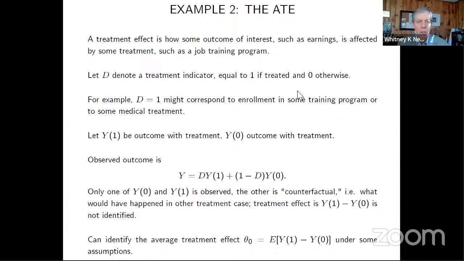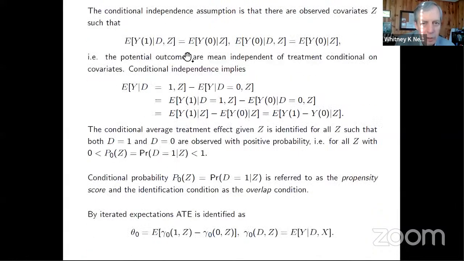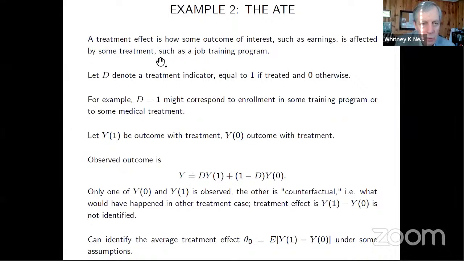All right, many of you are familiar with this notation, but for those of you who don't know, I'm going to introduce the potential outcomes notation and give a brief discussion of the average treatment effect, and then get to estimation here in a few pages, okay? So treatment effect is how some outcome of interest, such as earnings, is affected by some treatment. I think probably everybody knows this, but just for review's sake, I don't want to lose anybody. So the treatment effect is how some outcome of interest, such as earnings, is affected by some treatment, such as a job training program, okay?